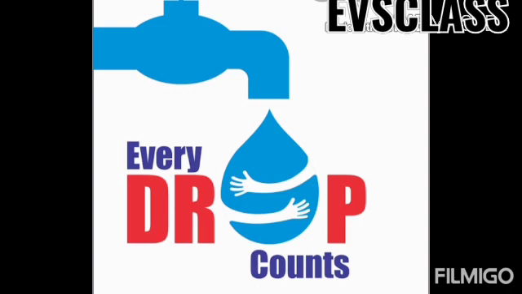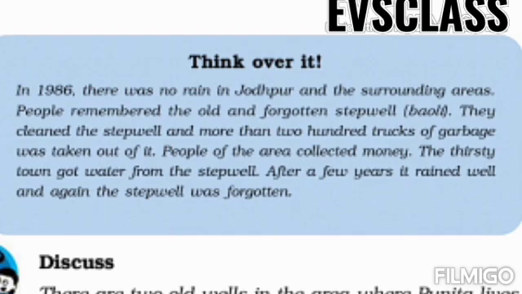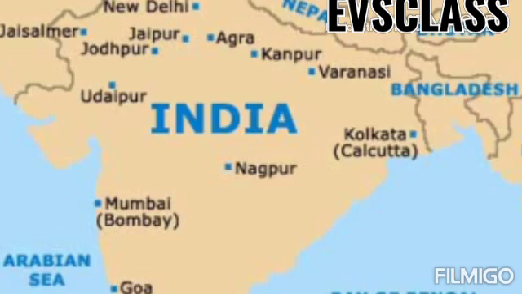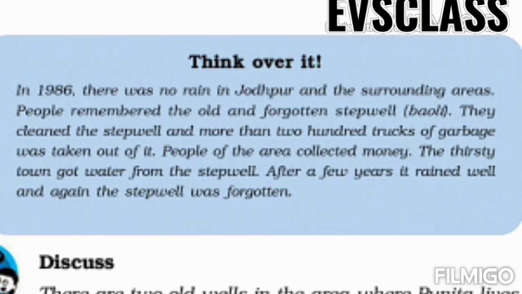Students, today our topic of discussion is about this only, the different sources, and we will discuss from where we get the water. Let's see the chapter students. So in 1986 there was no rain in Jodhpur. Where is Jodhpur located, students? See in the map very properly. Jodhpur is in Rajasthan. See, in the surrounding area people remembered the old and forgotten step well, that is Bauli. Yes, my dear students, forgotten. Why use the word forgotten step well? There is a reason. See what it is.